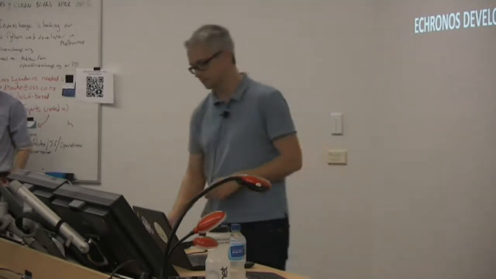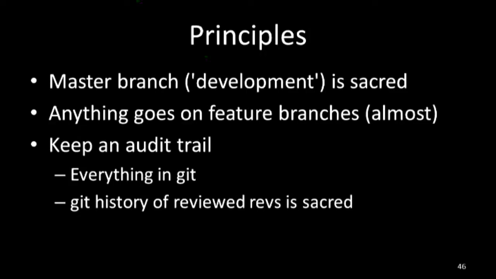eChronos has not been an open source project forever. There was some time of internal development. And the development in general needs to follow a few principles. Start off with our master branch, which is actually called development. It's sacred. We do not break that. We do not put any changes into that branch unless they are reviewed by multiple people and pass all our regression tests. That means all the development that you actually do, all the stupid, silly mistakes that you want to make, you need to do them on feature branches, and that's totally okay.